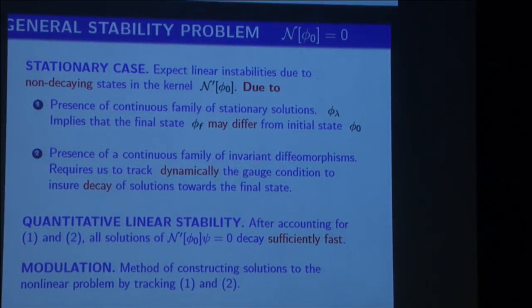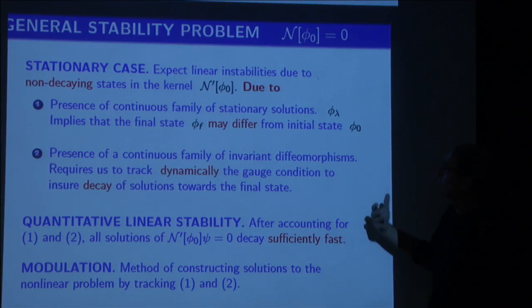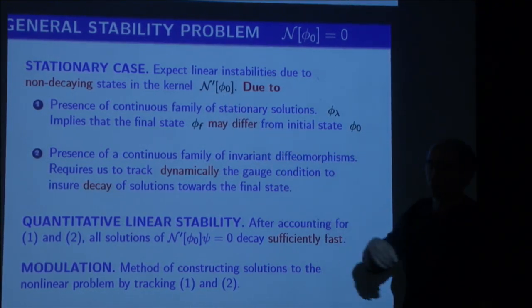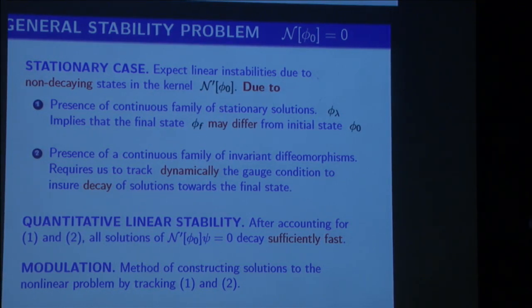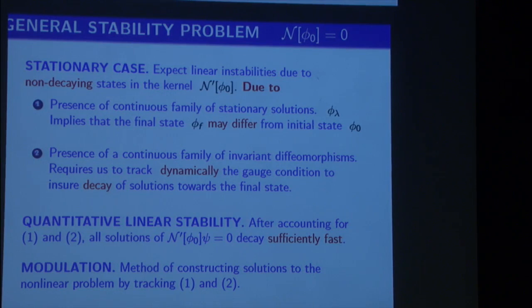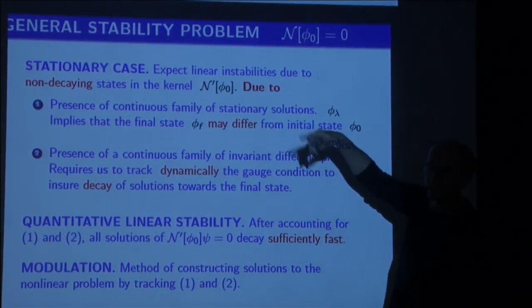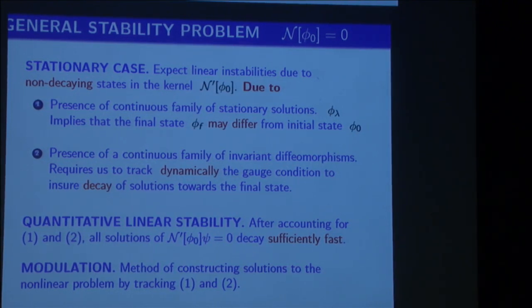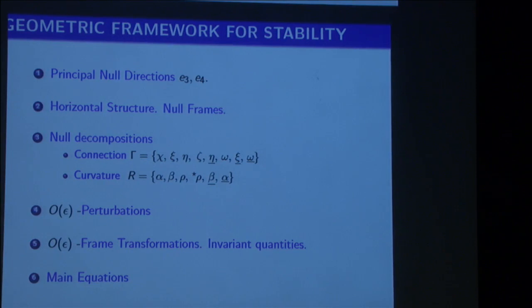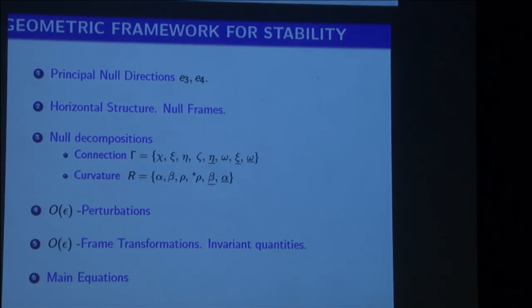Right, and modulation, I should say, is a way of, you see, you understand that you cannot just look at a linearization around phi zero. You have to look at linearization around the family of solutions that converge to the final state. So no linear theory could actually do the nonlinear problem, because you actually have to dynamically track the correct linearization, so to speak, right? Because if you go from phi zero to the final state, you have to have a continuous linearization for all the intermediate states. Okay, so anyway, this is what we discussed last time. I had a general discussion about the geometric framework of stability.